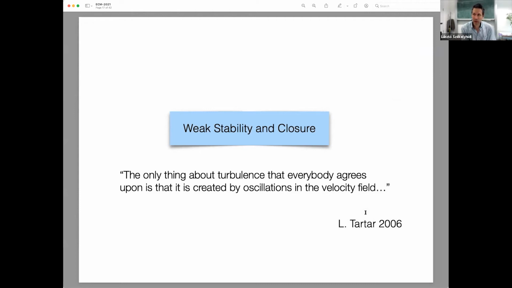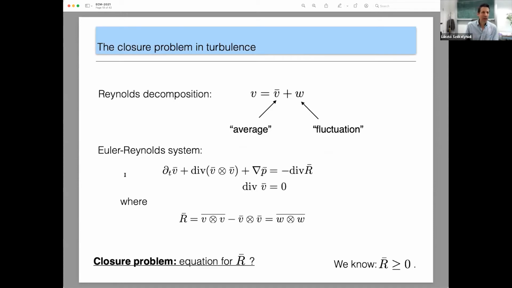But there is a close analogy to what is called hydrodynamic closure, and that's what I would like to explain. And here I just want to give a small quotation from Luc Tartar, whose work was very much inspiring for a lot of the work that we did. The only thing about turbulence that everybody agrees upon is that it is created by oscillations in the velocity field. Now, the point is that you have to understand what type of oscillations and how those oscillations will change the behavior of the nonlinear term. And this is related to the classical closure problem.